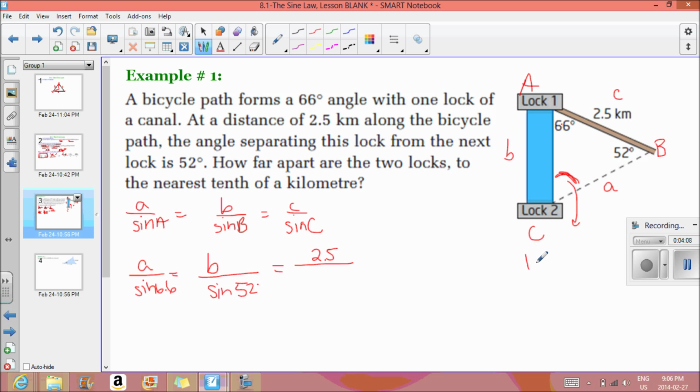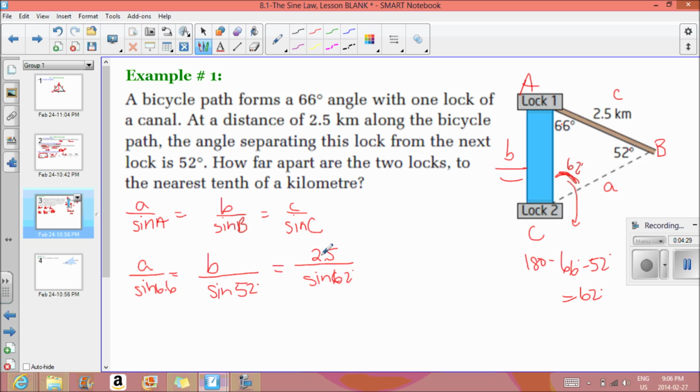How is that? We do 180 minus the 66 degrees minus the 52 degrees, and we end up with 62 degrees. So actually, we know that angle C is 62 degrees. So we can fill that in. So now that we look at this, we are trying to solve for B.